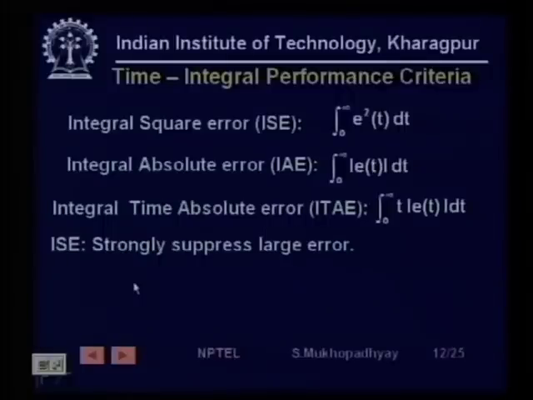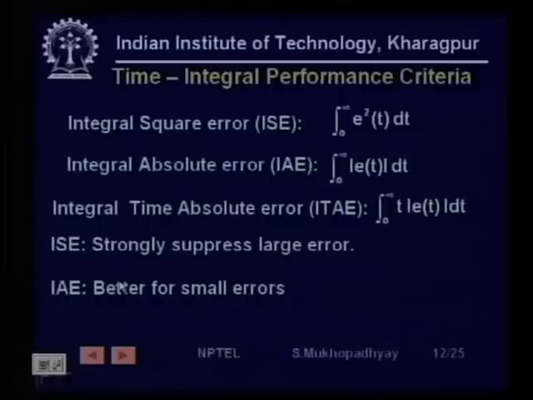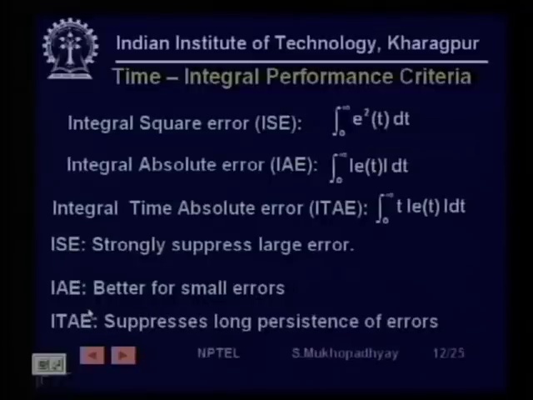So what we want is that even large errors can be there in the beginning, but after the step change, within certain times the errors must quickly converge to 0. The errors must not persist for long times. That is what this says: the integral square error strongly suppresses large errors. The integral absolute errors are better for small errors, because for small errors E square t becomes even smaller, so small errors are not penalized. In ITAE what we want is that errors quickly converge. So we want to suppress long persistence of errors.